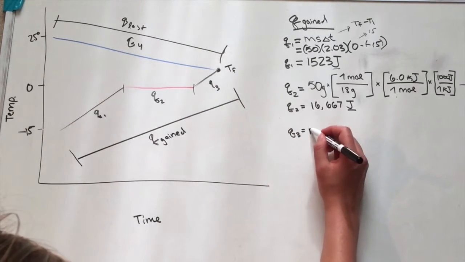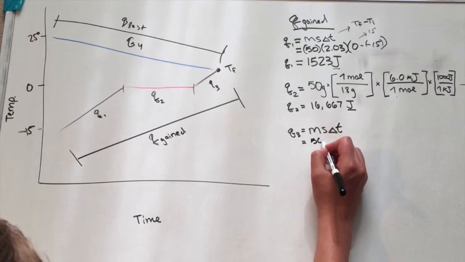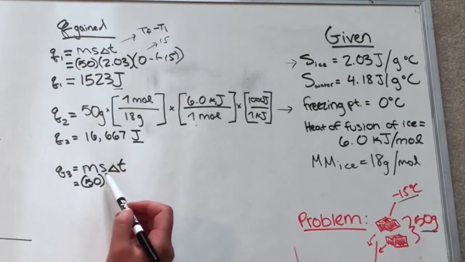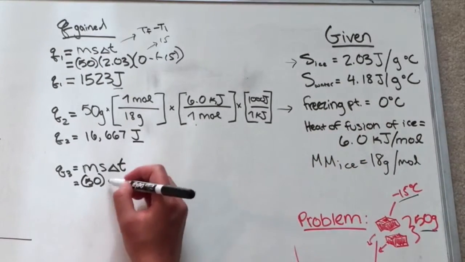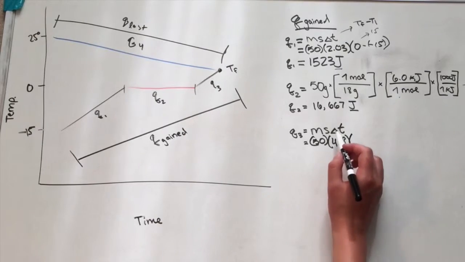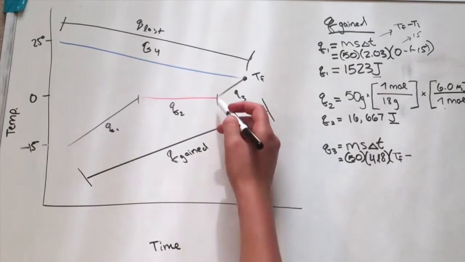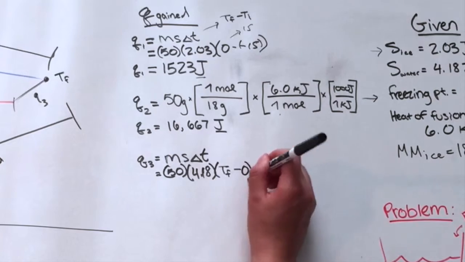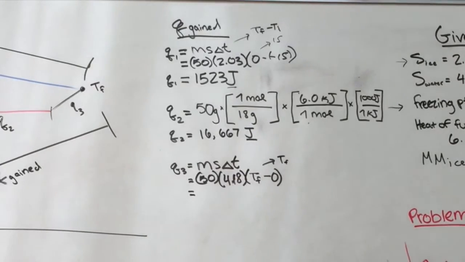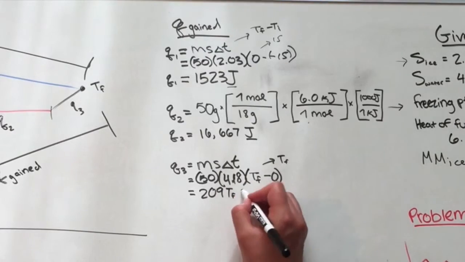And now we're ready to move on to Q3. Since it's a slanting portion, we can use ms delta T again. And once again, we have the mass being 50 grams. But since it's water, since it's above 0, we have to use the specific heat of liquid water, which is 4.18 joules per gram degree Celsius. Now the delta T, that's the T final, we don't know yet, so we'll just write in TF, and 0 is the initial temperature, so that'll just come out to T final. When we multiply that all out, we get 209 times the quantity TF joules.